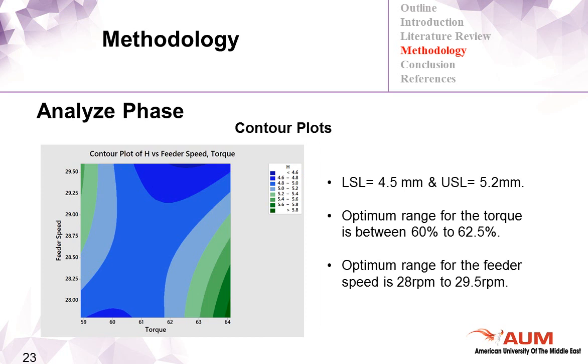Now, from these 3 graphs, we understood that the feeder speed optimal level should be reduced to between 28 to 29.5 rounds per meter. And the torque level the company is using is very broad and should be narrowed between 60 to 62.5% in order to avoid defective pipes.